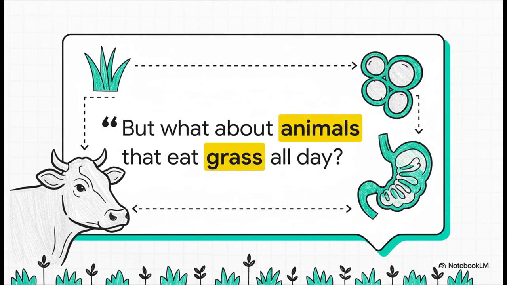I mean, think about it. What happens when your entire diet is just grass? That stuff is super tough to break down. That simple 5-step plan just isn't going to cut it. And that brings us to the incredible world of animals like cows.